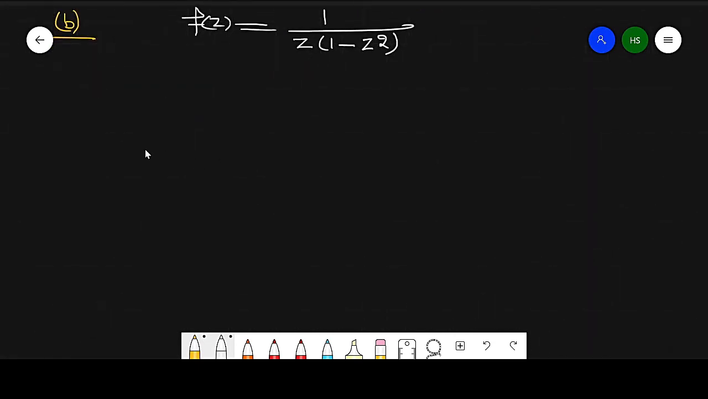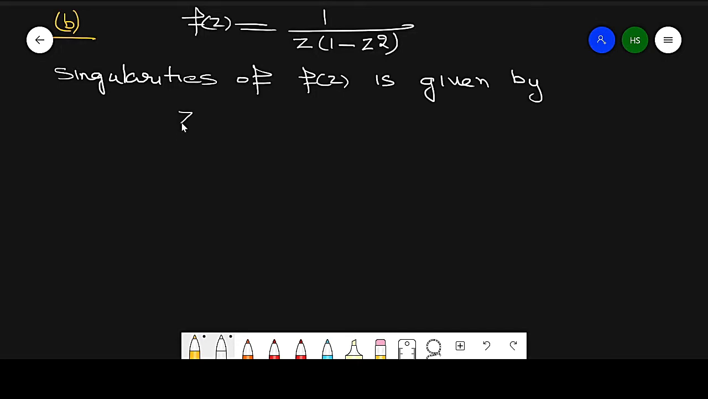So the singularity of function f of z is given by taking the denominator equal to 0. So we get 3 roots: z is equal to 0, minus 1 and plus 1, each of order 1. So it means it is a simple pole.